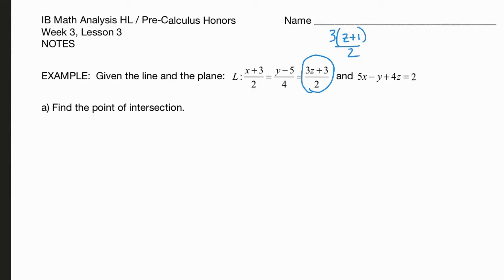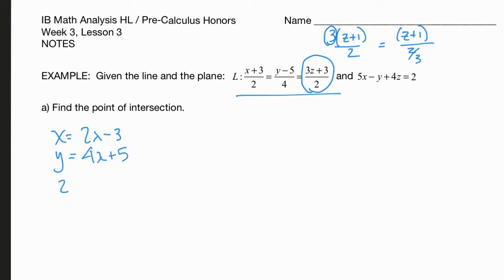And that still is not correct, right? The 3 is not allowed to be up here with the parentheses. So to fix that, to make it into something mathematically equivalent, I'm going to put that 3 into the denominator of the denominator, which makes it over 2/3. So that now, when I write this line in parametric form, x is going to be 2 lambda minus 3, y is going to be 4 lambda plus 5, and z is going to be 2/3 lambda minus 1.